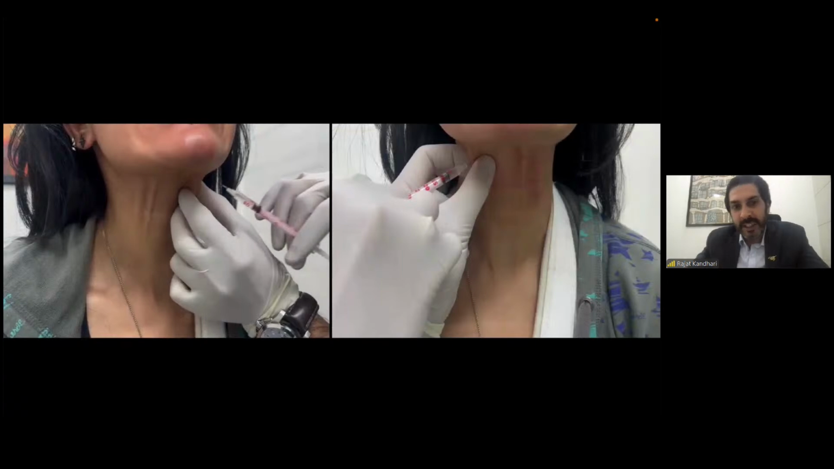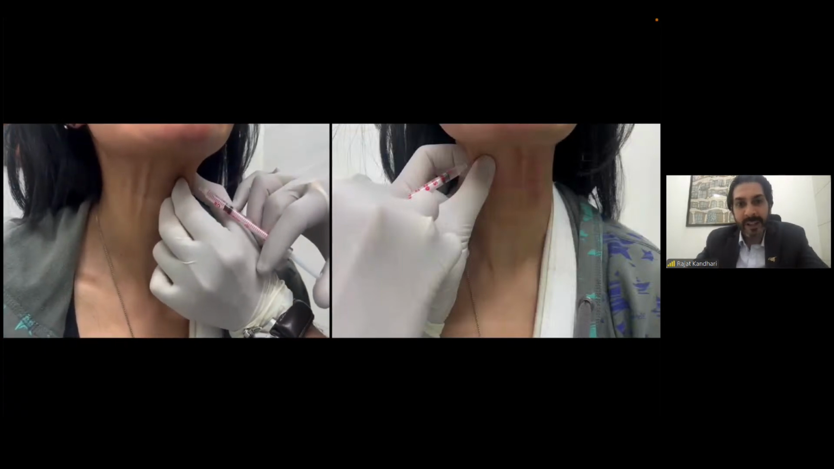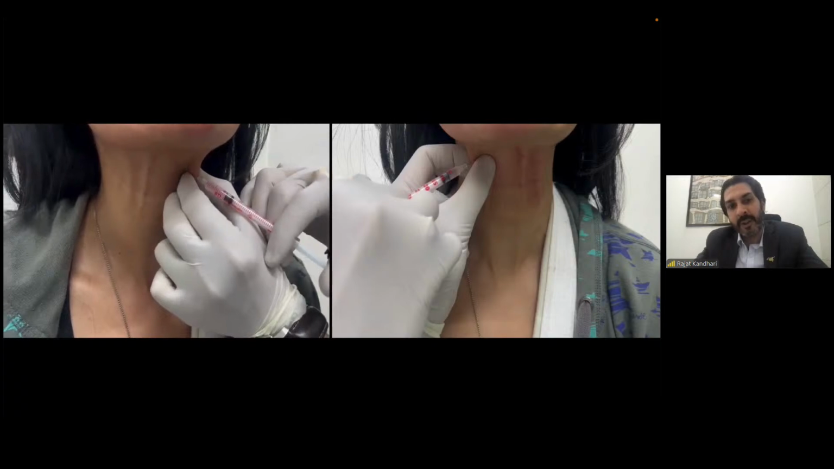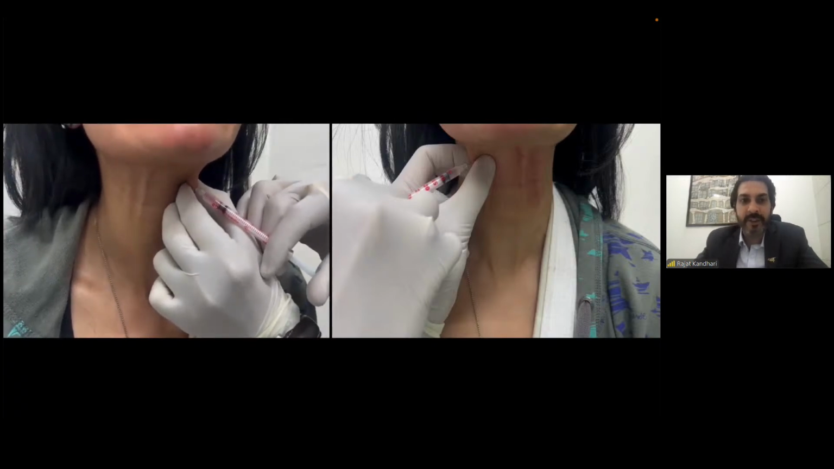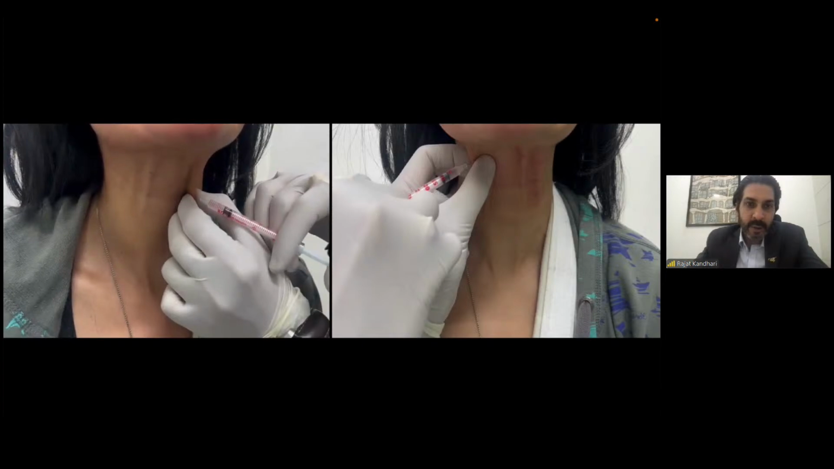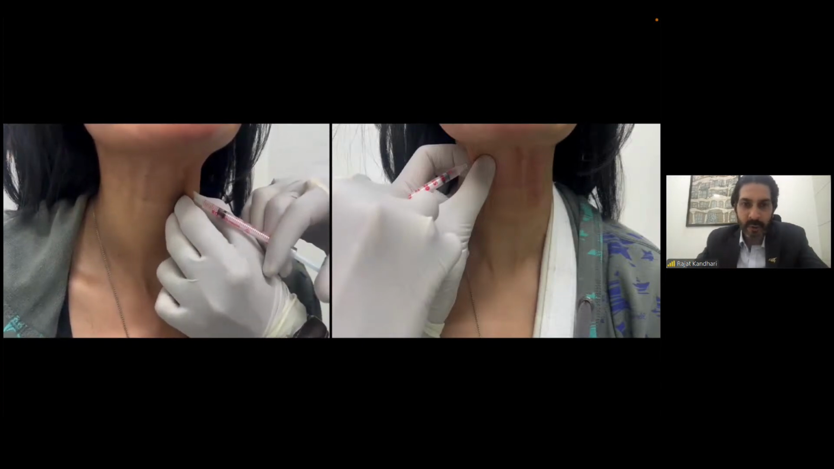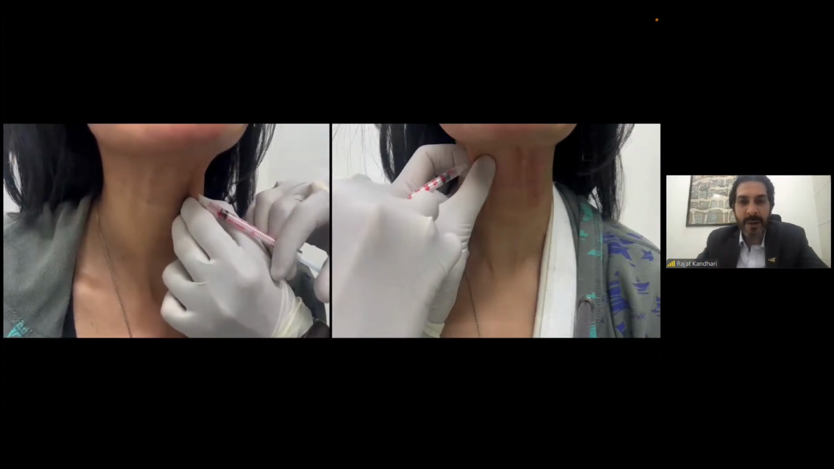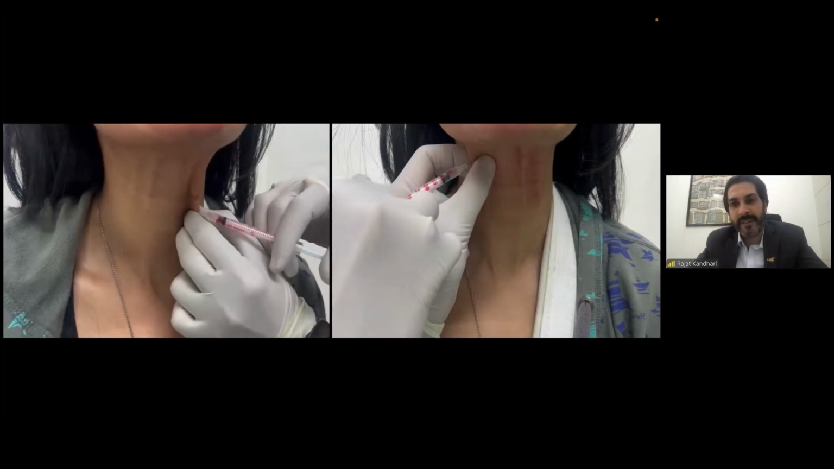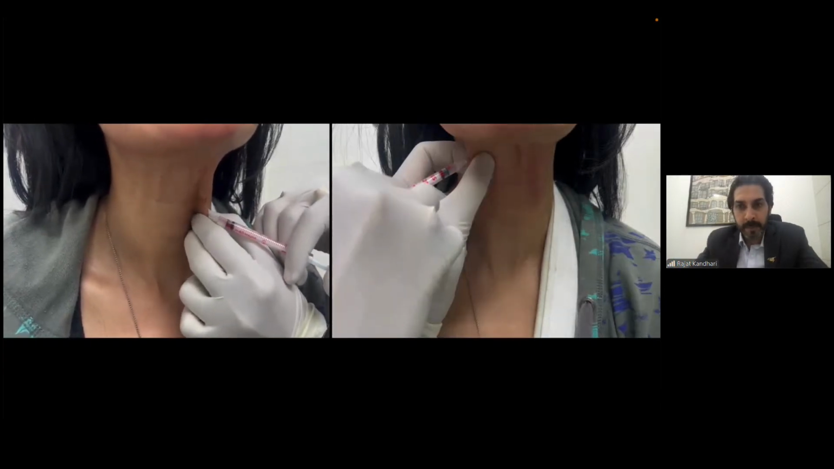So Dr. Adrija talked about the technique. I'm showing the technique out here. Straight into the band, hold the band with your non-dominant hand, ask the patient to say E and inject into the band. 3 to 4 units or 2 to 4 units, depending on where you are. So I'm injecting 2 to 3 units at each point, 1.5 centimeter apart.